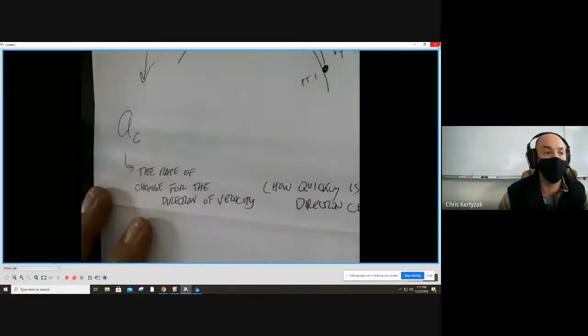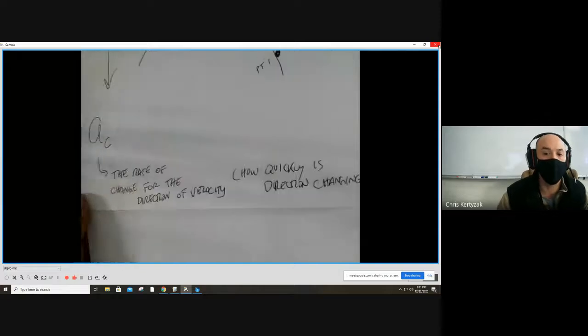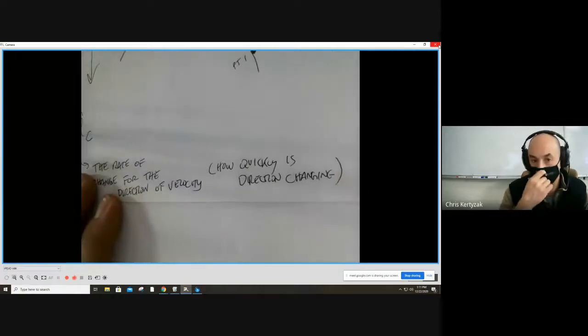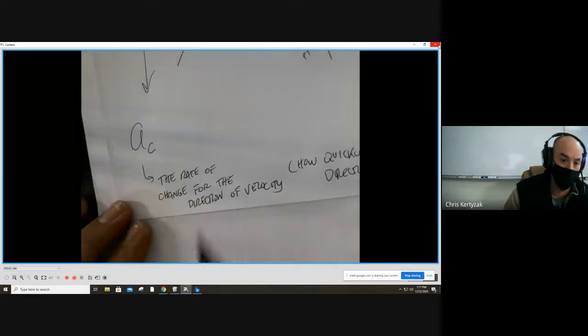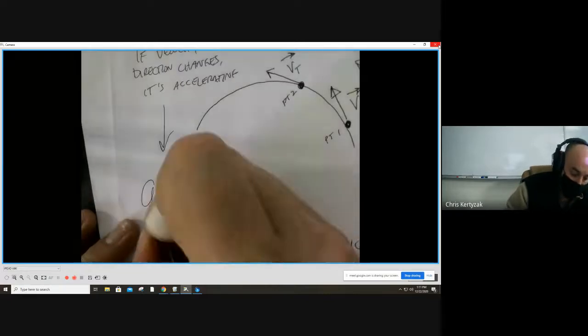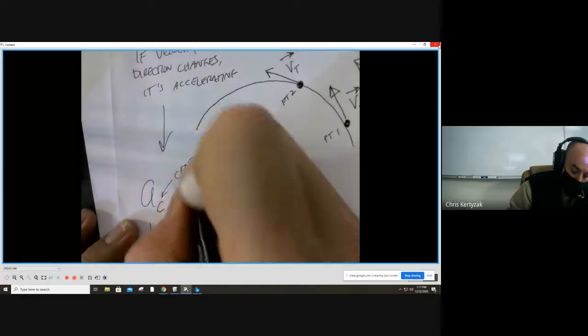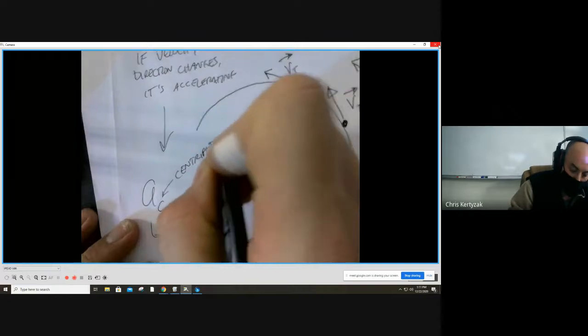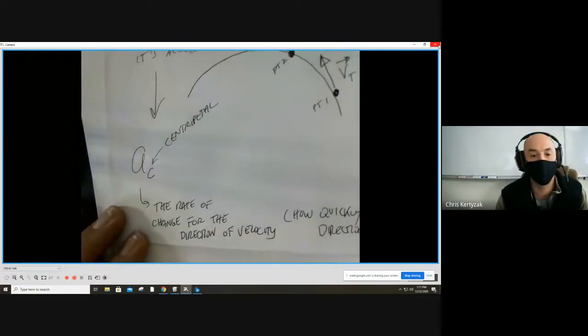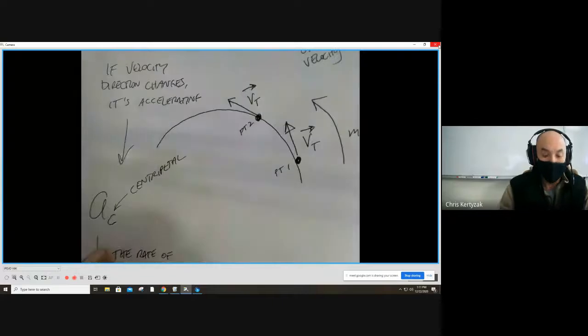It has nothing to do with speed changing. It's all about how quickly the direction is changing. We call that the centripetal acceleration. And this symbol C stands for centripetal, and not surprisingly, A stands for acceleration. We call it the centripetal acceleration.